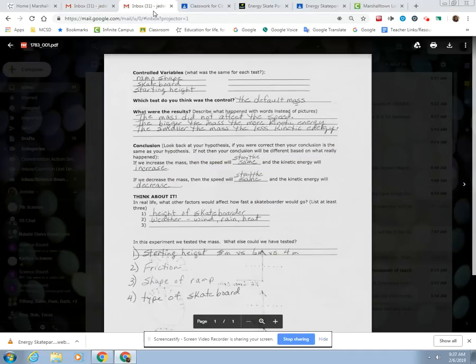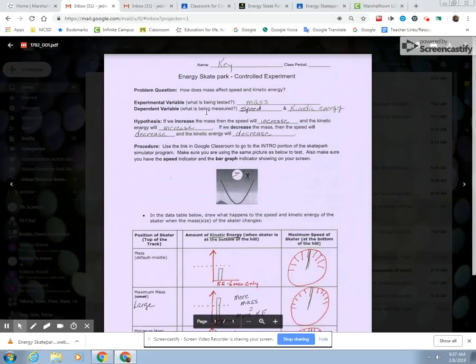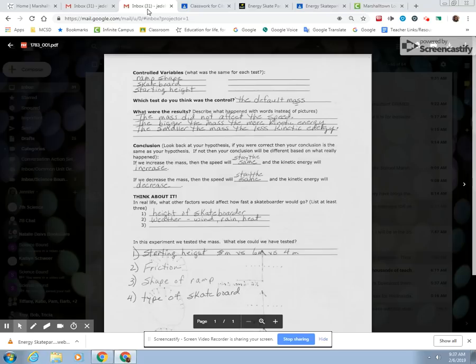Then on the back, this is where people got a little bit confused. The controlled variables: what was it that stayed the same? Well, a lot of people wanted to write speed because the speed didn't change. But the speed, remember, is one of the dependent variables. So if you wrote it down, it's not really wrong, but it's not a controlled variable. The ramp shape was controlled.